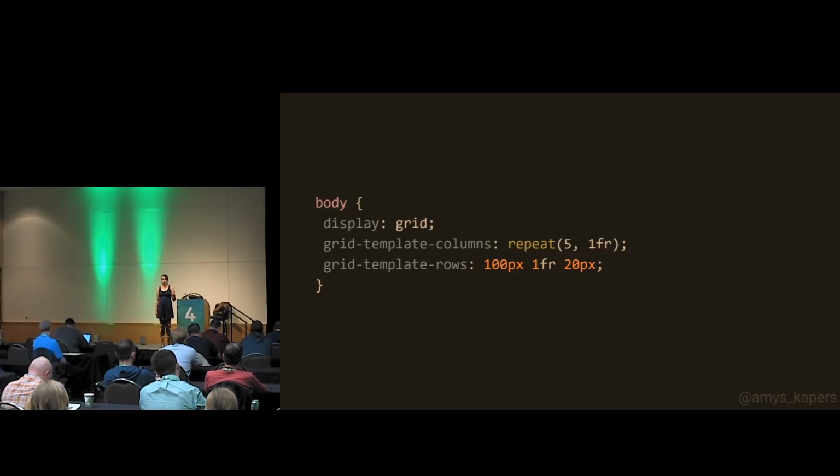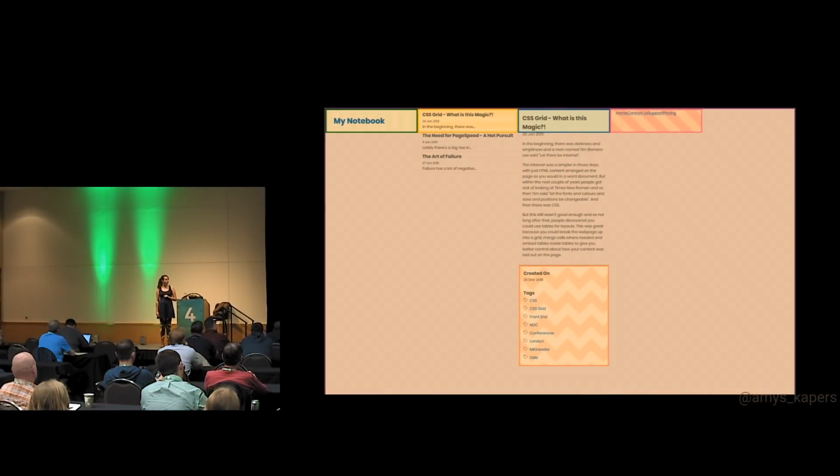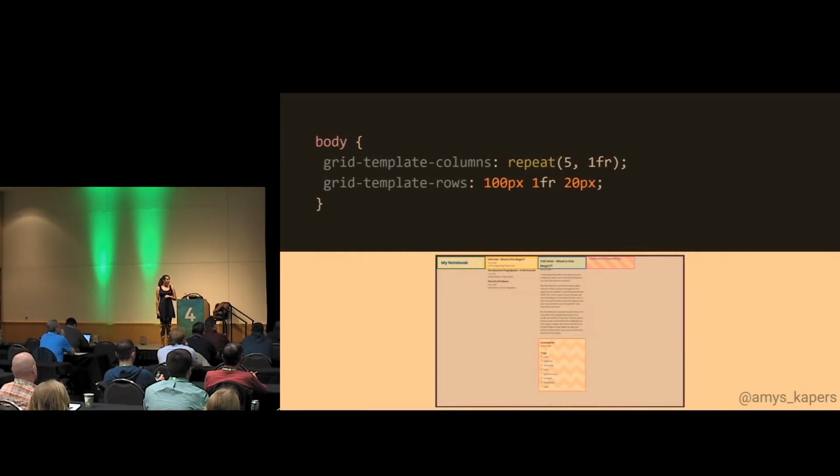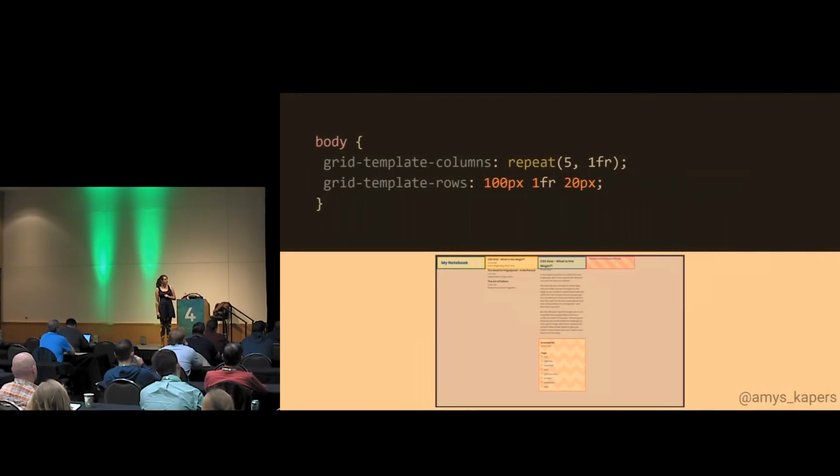Similar to the template columns property, we're going to define 100 pixels, so a fixed row height, then 1 FR, which should take up any leftover room in the element, and then a 20 pixel high row at the bottom. So this is what it looks like when we define our columns. Remember we had 5 columns the same width, and we can see the content's not really fitting in there properly. So that was our columns.